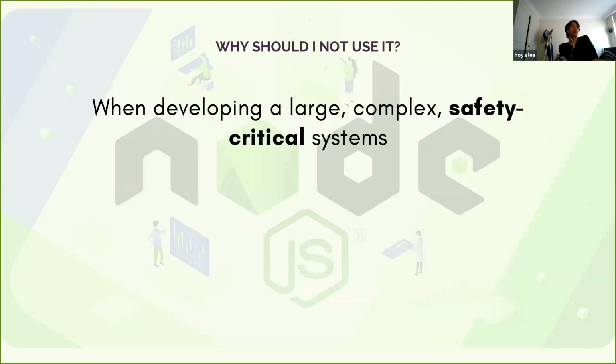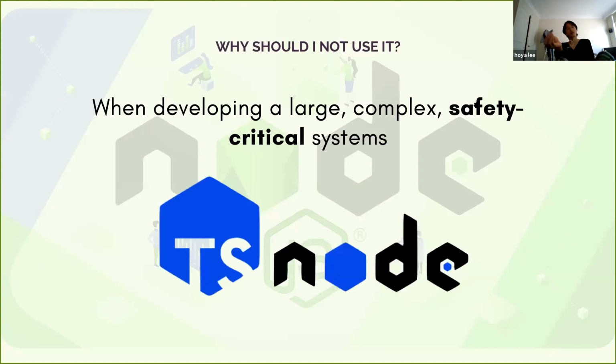Also, when you're developing large, complex, safety-critical systems, you should not use Node.js because it doesn't really have any types. In C, you know how you have int x equal to 1 or something. You have those types, but in JavaScript, you can just assign any type to any variable.